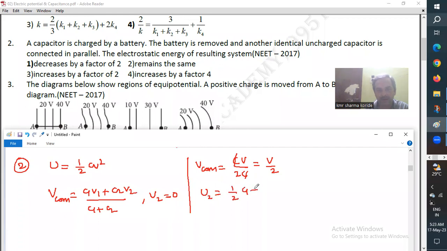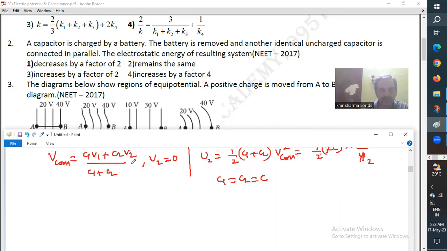When they are connected in parallel, C1 plus C2, but there will be common potential. So since they are identical, so this is 2C. The C is C1, both C1 and C2 are equal to C only. So therefore, this is V common is V by 2, but there is squaring here. So this is V square by 4. So 2 get cancelled. So otherwise you can cancel this one.